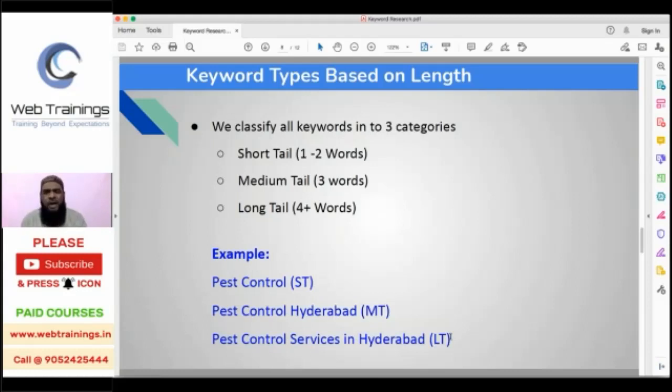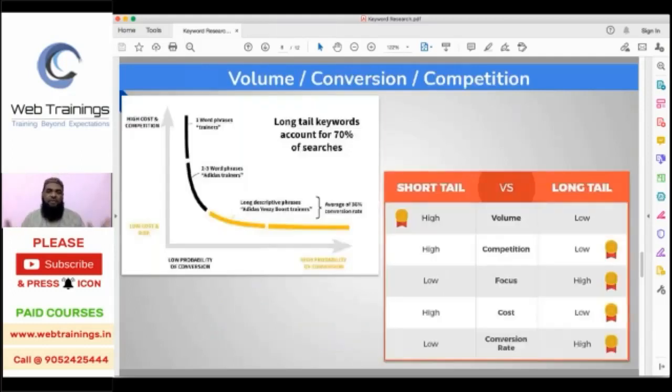The question is, why should we differentiate between short, medium, and long tail? There is a very big reason, because depending on the length of the keyword, there will be a lot of changes in the competition, in the intention of the user, and also in the conversion rate of the keyword. To explain this concept, I have 2 graphics for you.